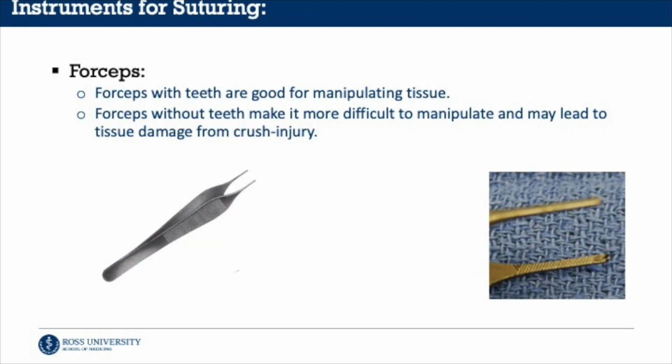We also have our forceps. The forceps with teeth are good for manipulating tissue, and the forceps without teeth make it more difficult to manipulate and may lead to tissue damage from crush injury. So in the picture on the right, you can see a close-up of the teeth of the forceps.